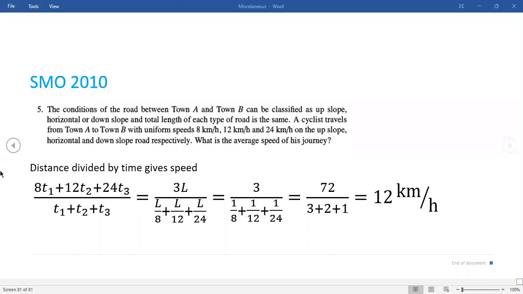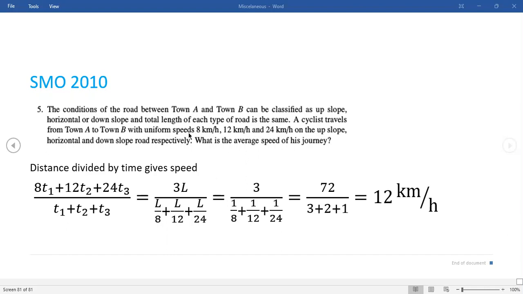This SMO problem back in 2010 taught me a little bit about the harmonic mean. I'd worked this kind of problem before, but I never really knew I was using the harmonic mean, and that was interesting to me. That was a learning experience for me. But what you have is a bicyclist, a cyclist traveling at 3 different rates of speed. This is uphill, horizontal, and downhill.